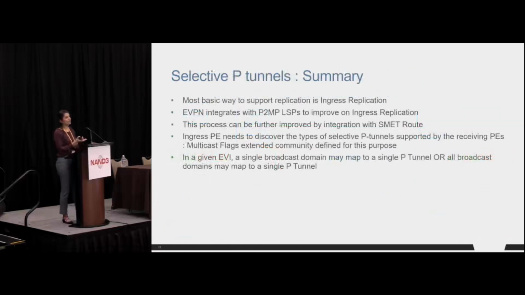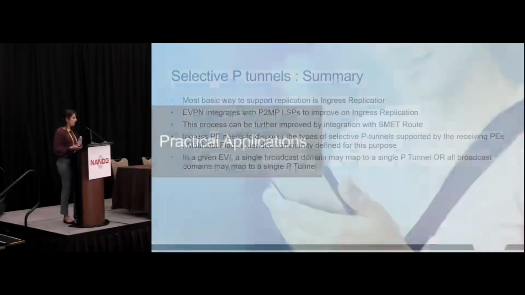So the base method of replication, ingress replication, you want to optimize further on that. You can start using P2MP tunnels. You can further optimize on P2MP tunnels using the SMET route. And now, I'm not going into the complications of bridge domain, how many trees, how many tunnels, a tunnel per BD, a tunnel per EVI, shared tunnels, that kind of thing. These are all topics that will need more than 20 minutes. But essentially the SMET route is your friend. It's going to help you optimize traffic inside the core.